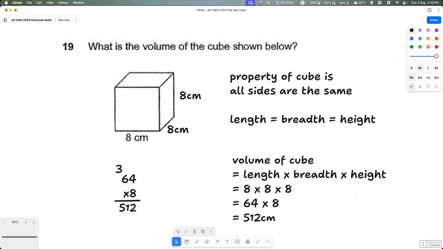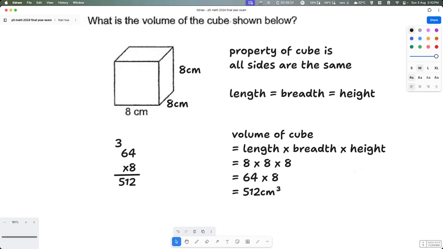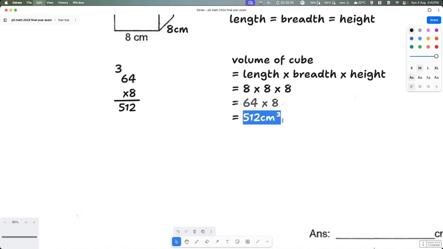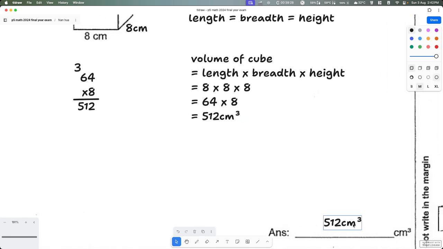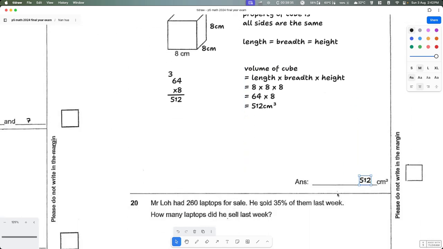So the answer to this is 512 centimeter cube. Actually, I don't need the centimeter cube. Just 512 will be enough. All right, let's move on to the next question.